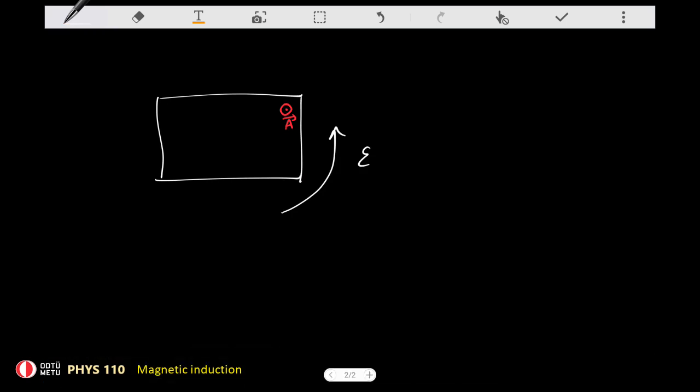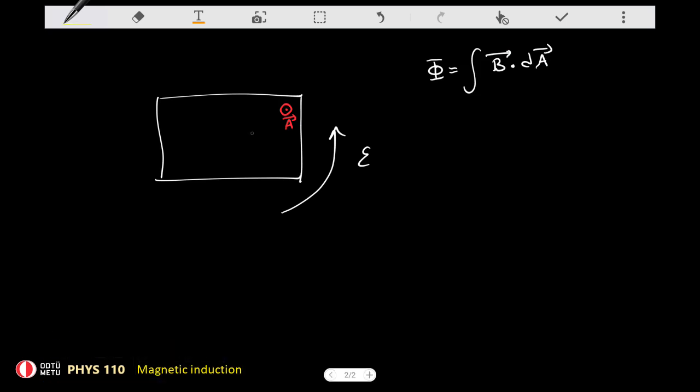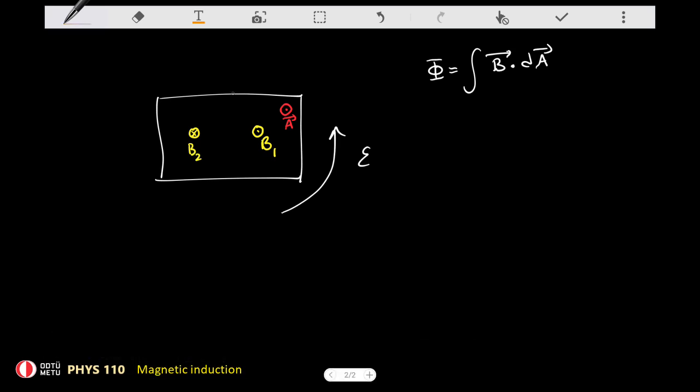What do I need to do? I need to compute the flux, basically the flux at time t. So that's the integral of B dot dA. The magnetic field is not uniform now. So the magnetic field is pointing out of the screen in some region and into the screen in some other part of the region. So there's some kind of a boundary in here that separates these two regions.